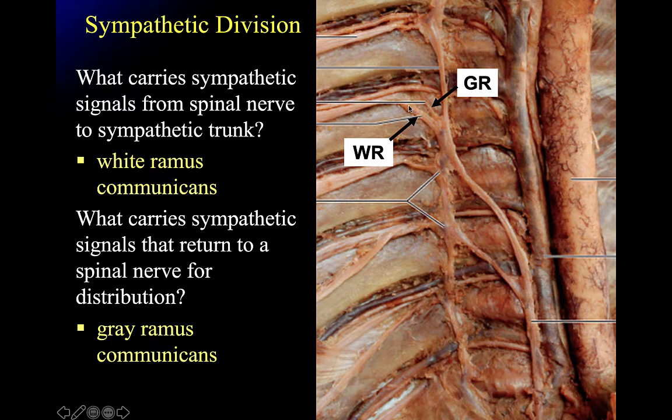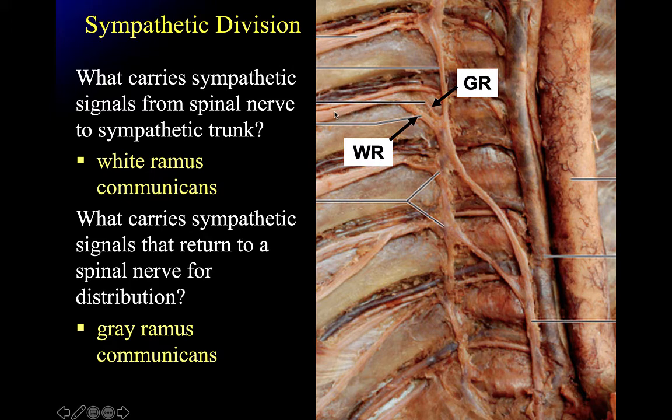You'll notice that this white ramus communicans, which is going to carry signals from the spinal nerve to the sympathetic trunk, which consists of the ganglia and the fibers that go up and down in between adjacent ganglia, is thicker than this gray ramus communicans. The gray ramus communicans is a way to get from the sympathetic trunk ganglion back onto the spinal nerve to head out to wherever that spinal nerve goes.